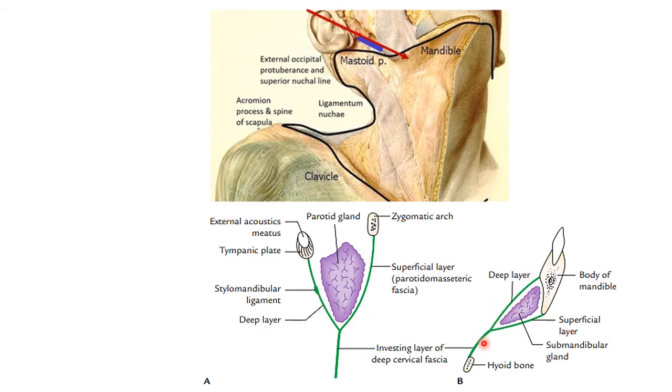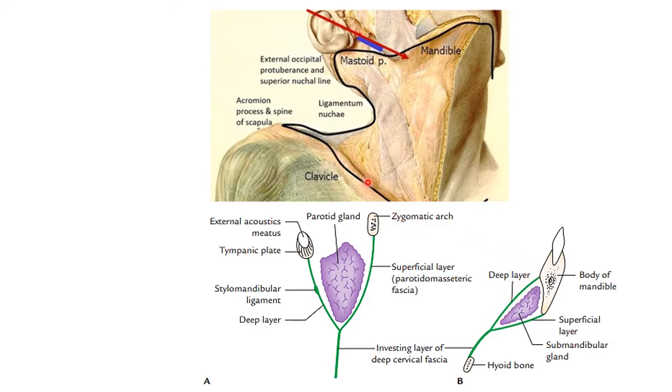This is to show you how the submandibular gland is enclosed in the fascia. This is the body of the mandible, this is the tooth, and this is the hyoid bone. When we trace the investing layer of the deep cervical fascia above the hyoid bone, it splits into two: the superficial layer, which gets attached to the lower border of the body of the mandible, and the deep layer, which gets attached to the mylohyoid line.